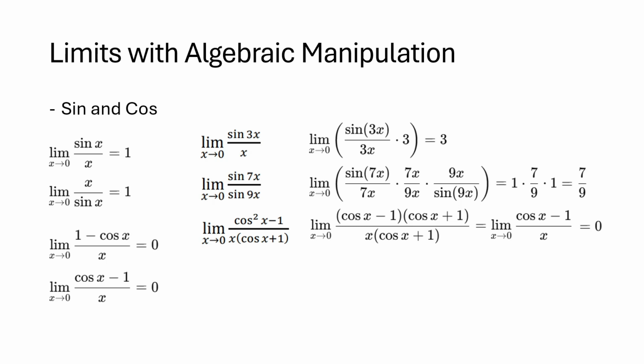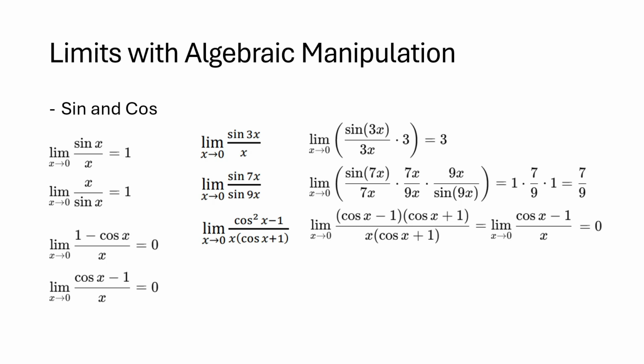Additionally, with algebraic manipulation, you need to understand these 4 limits. So for sine, the limit as x approaches 0 of sine x over x equals 1, no matter what. And then if you were to flip that, where it's x over sine x, that also equals 1. Now for cosine, if it's 1 minus cosine x over x, and x approaches 0, it equals 0. And then if you did cosine x minus 1 over x, then that equals 0.